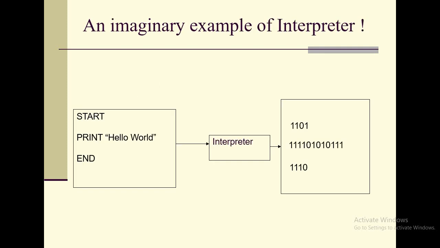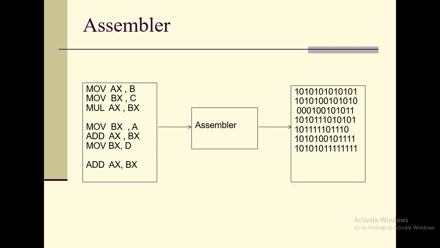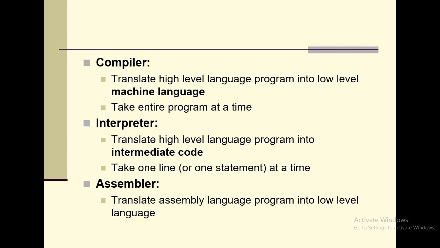So we already know about 2 types of translator program: compiler and interpreter. Now we will see assembler. The assembler converts assembly language programs. Here we see an example of an assembly language program, and the assembler converts it into 0 and 1. So what is the task of the assembler? It converts assembly language programs into machine language. Here is the summary: compiler, interpreter and assembler. There is an important question, the difference between compiler and interpreter.